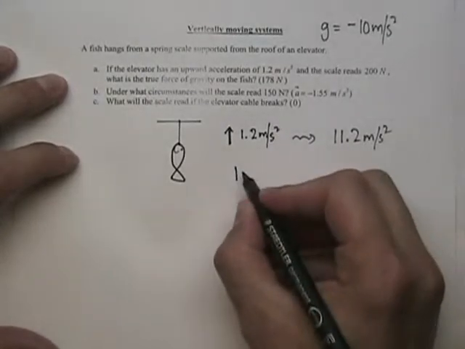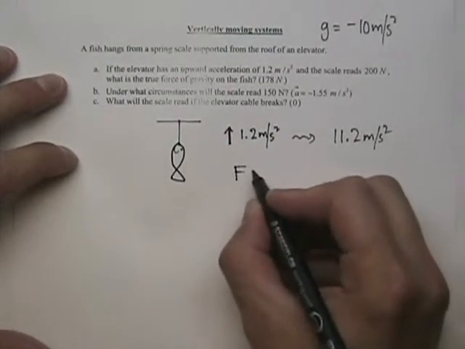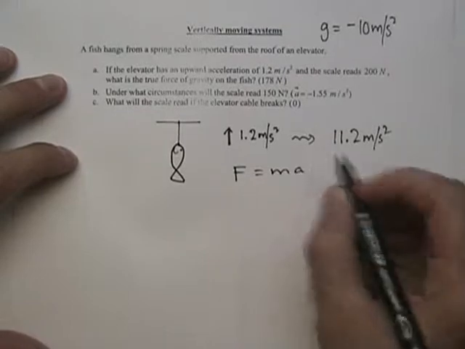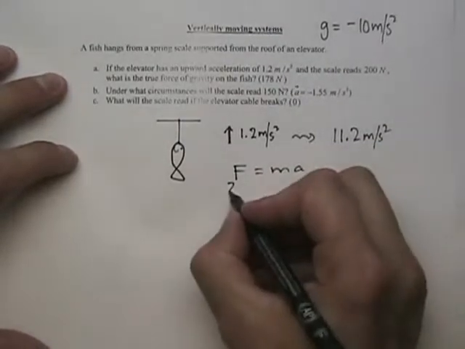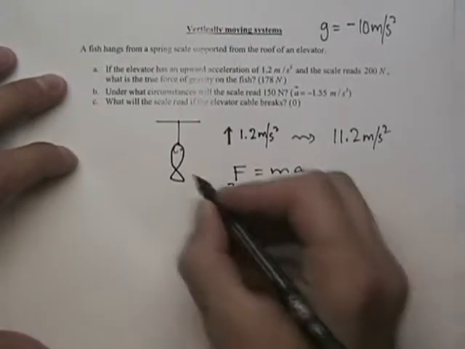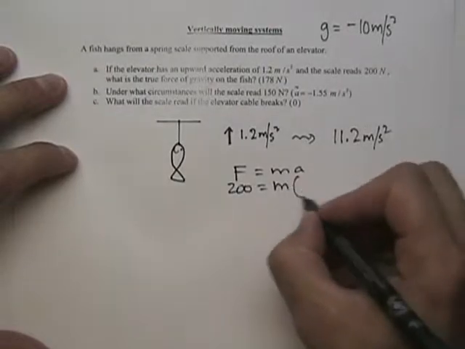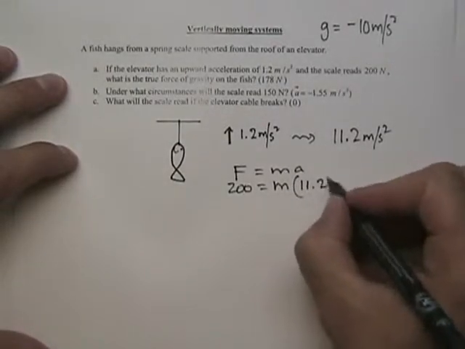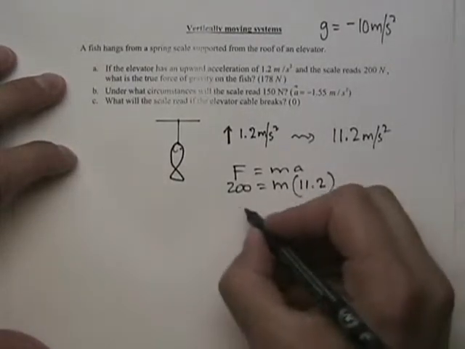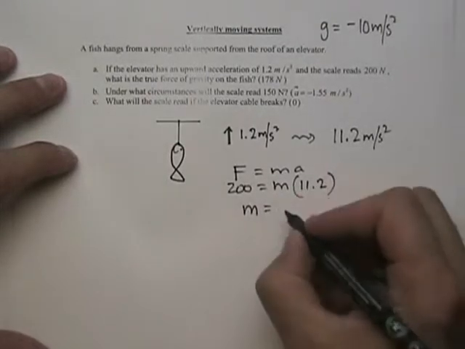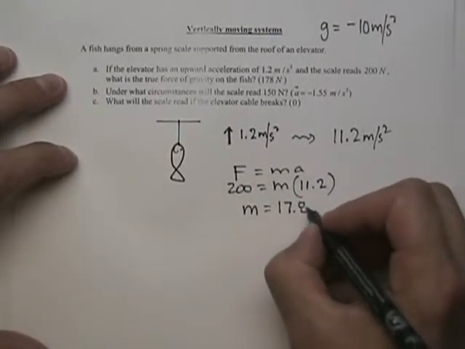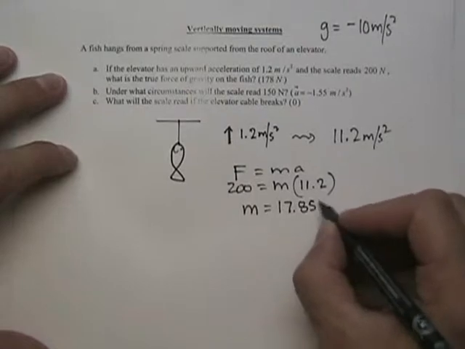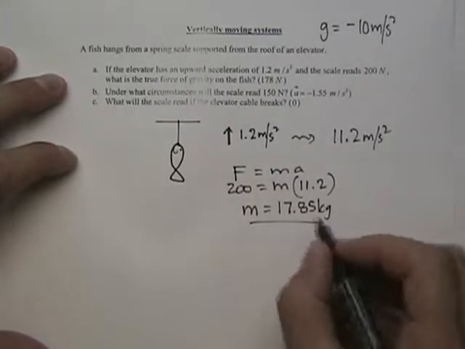So let's go F equals ma. What's the force? 200 newtons. We don't know the true mass of the fish, so we'll find that. We accelerate at 11.2 meters per second squared. Solve that for m, and now you know that you have a mass of 17.85 kilograms. It's a pretty big fish.